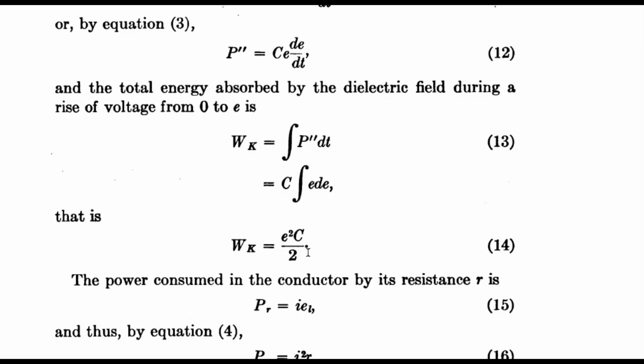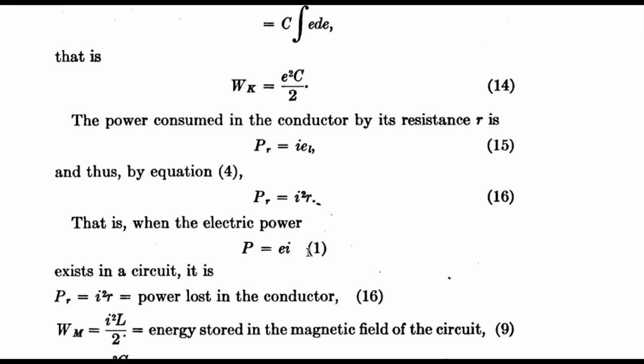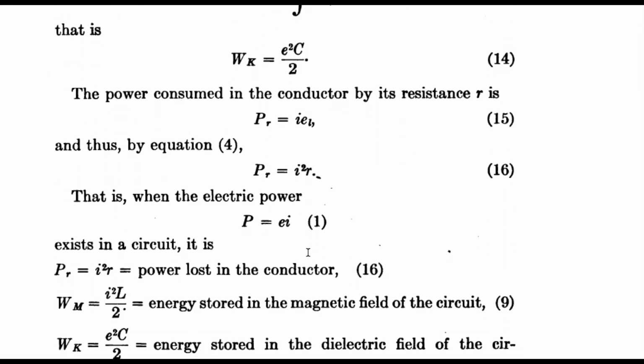The power consumed in the conductor by its resistance, represented as R, is denoted as P sub R and is equal to I times E sub L. Substituting, we find that P sub R is equal to I squared times R.